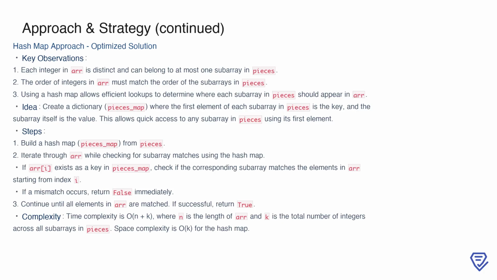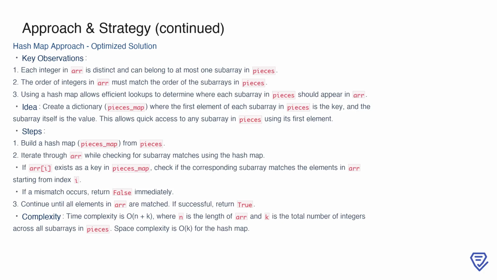This allows us to quickly access any subarray in pieces by its starting integer. As we iterate through ARR, we use the hash map to check if the current element in ARR corresponds to the beginning of a subarray in pieces. If a match is found, we verify the subarray matches ARR at the current position. If there's any mismatch, the process halts, and we return false. Otherwise, we continue until all elements in ARR are processed.